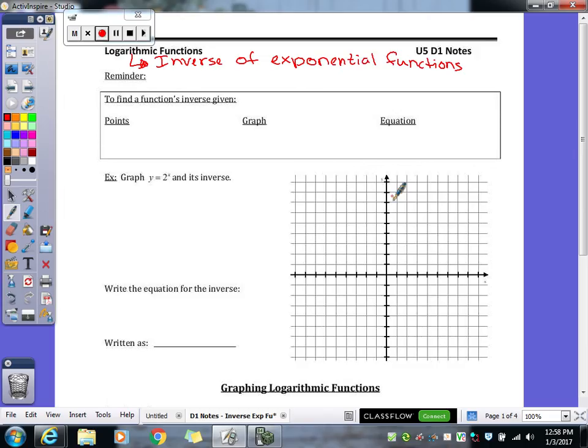To refresh our memory, in order to find the inverse, if you're given a set of points, you simply switch your x and your y. So let's say, for example, we have a table of 1, 2, 2, 4, 3, 8. What would our table for our inverse look like? 2, 1, 4, 2, 8, 3. So you literally just switch your points around. Switch your x's and your y's. Those are the easy ways when you're given a set of points, just switching them like that.